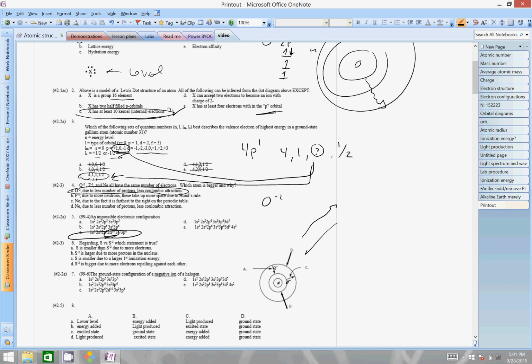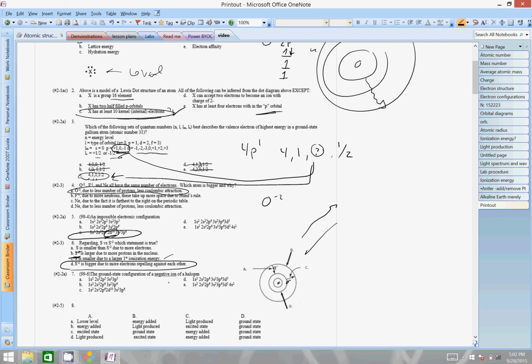Regarding S versus S-2: S is smaller than S-2 due to more electrons? S doesn't have more electrons. S is larger due to more protons? They have the same number of protons because they're both sulfur. S is smaller due to larger first ionization energy? It doesn't say a whole lot versus what we're talking about. S-2 is bigger due to more electrons repelling each other. That is how we would describe it in class.